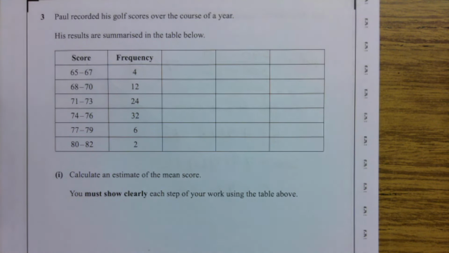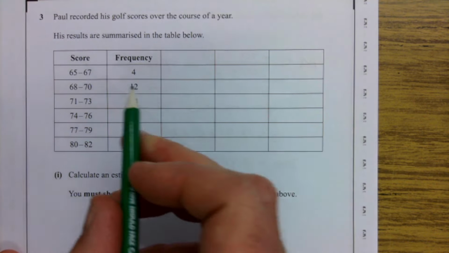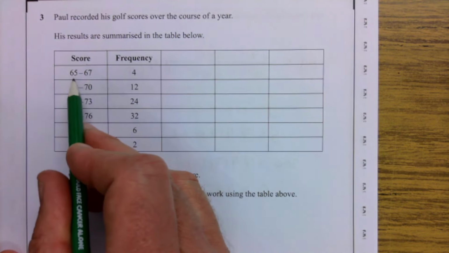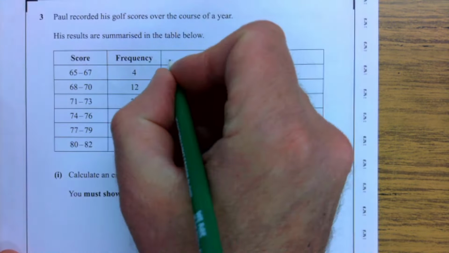Okay, question three. Paul recorded his golf scores over the course of a year. His results are summarized in the table below. Calculate an estimate of the mean. So to do an estimate of the mean, we generally do this times this, but you obviously can't multiply 65 to 67 by this. We need to find our midpoint, which we're going to call x.